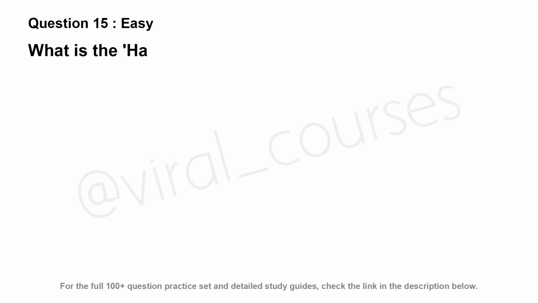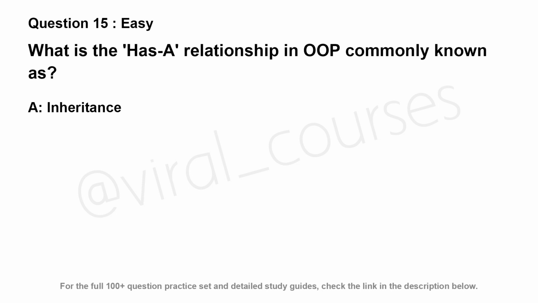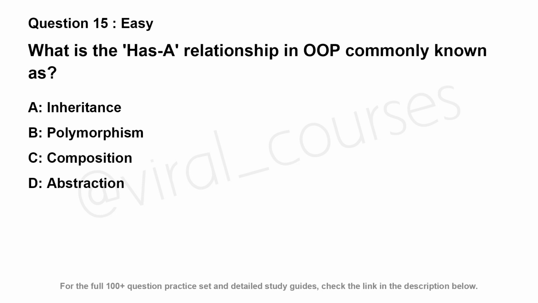What is the has-a relationship in OOP commonly known as? Option A. Inheritance. Option B. Polymorphism. Option C. Composition. Option D. Abstraction.